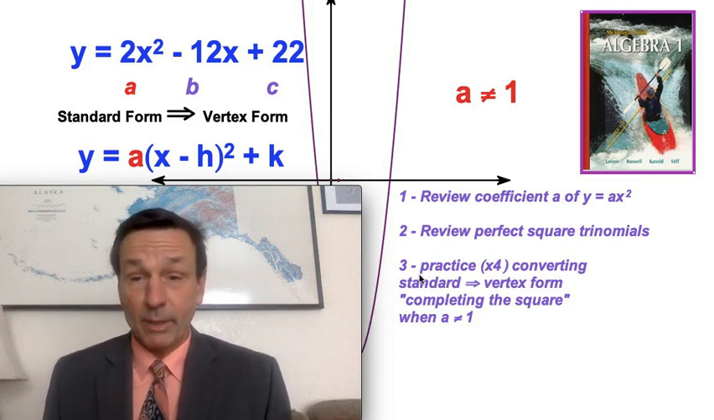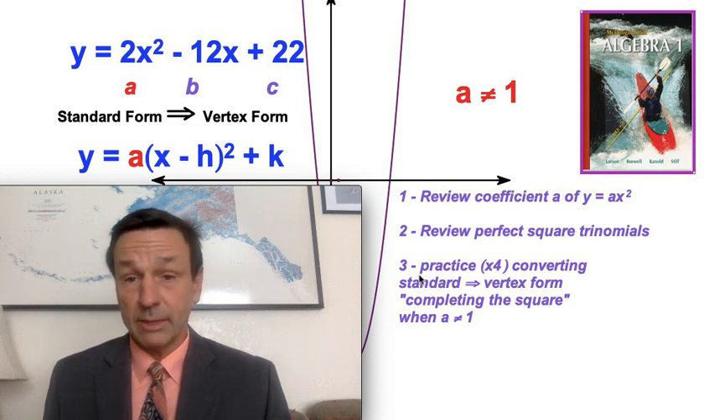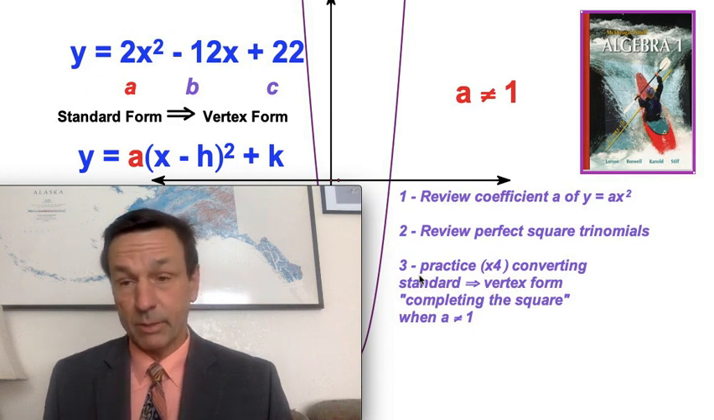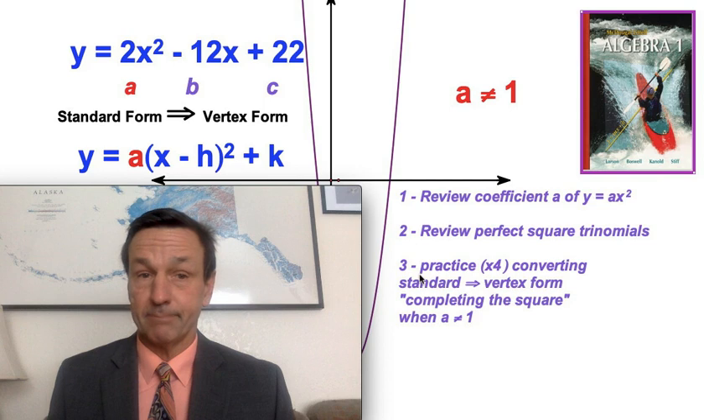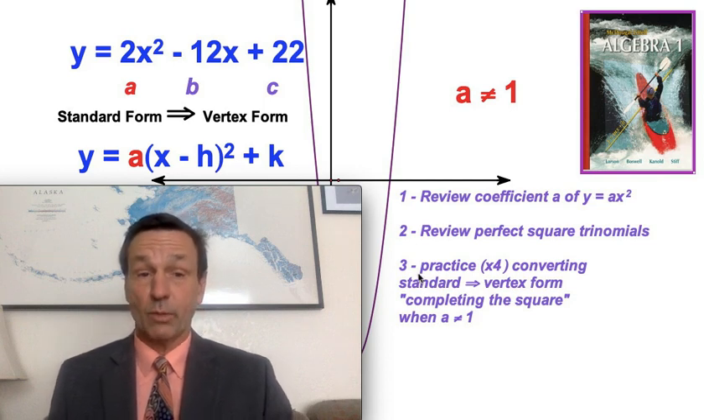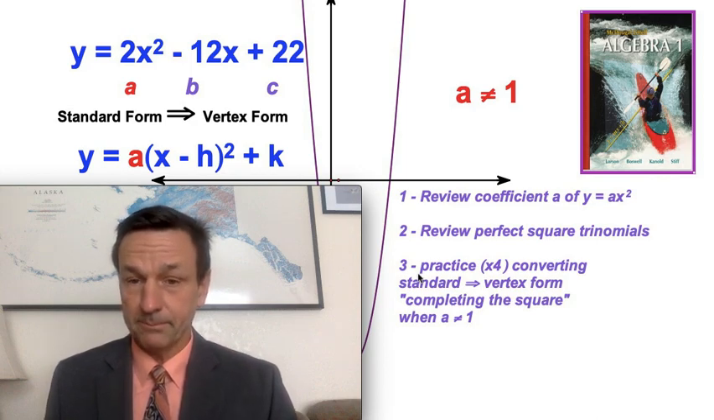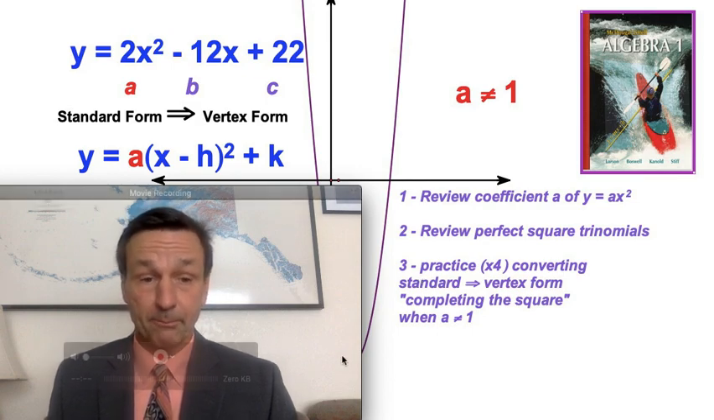This is a continuation of a previous exercise where we first learned how to convert a parabola from standard form into HK form. Back then we said we're just going to use examples where the leading coefficient, the x squared term, is 1, or a equals 1. Now it's time for when a is not equal to 1. Let's just do 4 examples, okay? Let's get to it.